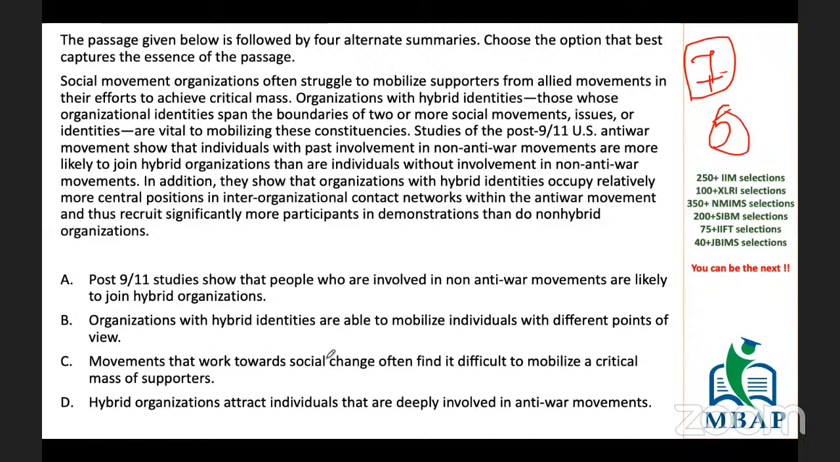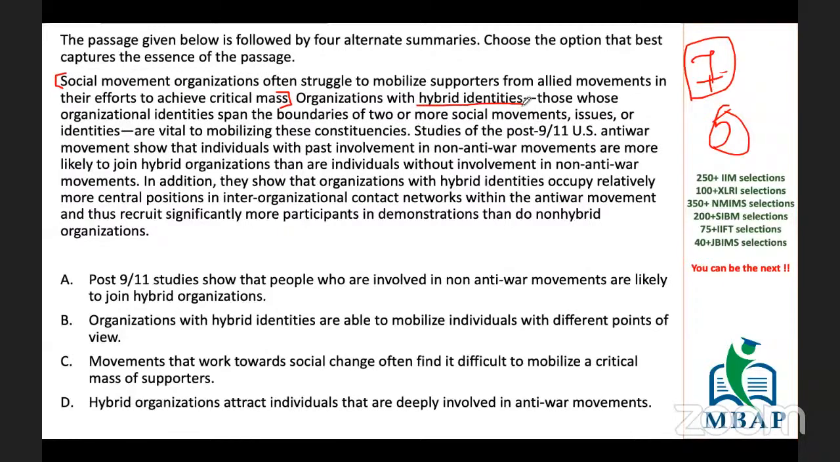Now, the crux of the passage is that first of all, these social movement organizations often struggle to mobilize supporters from elite movements in their efforts to achieve critical mass. This is one piece of information from here till here. Now, second, here I introduce hybrid identities.